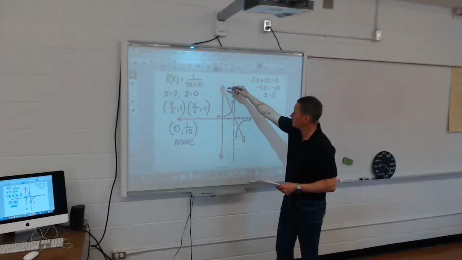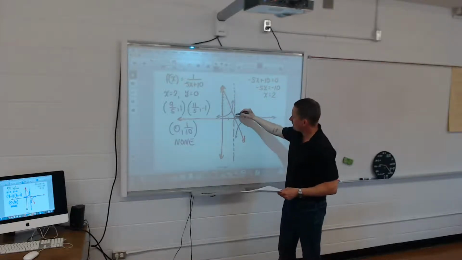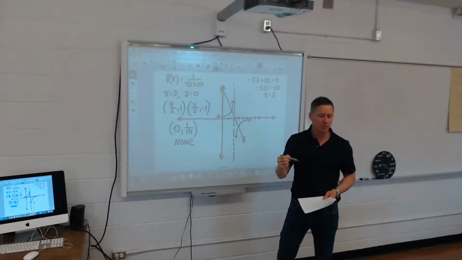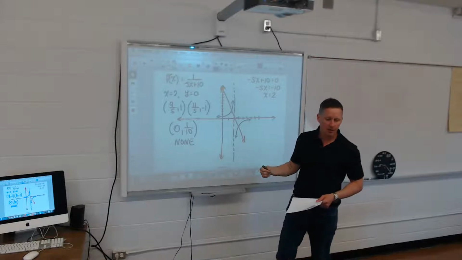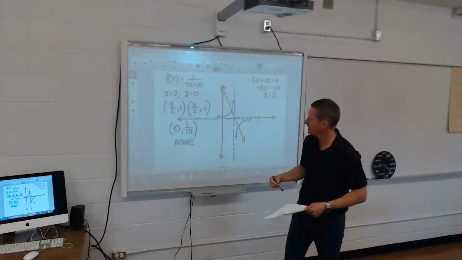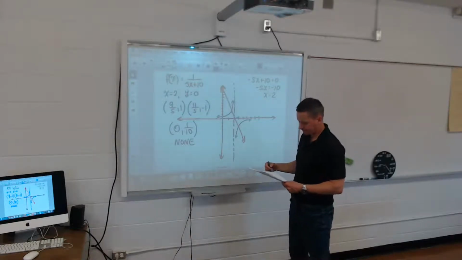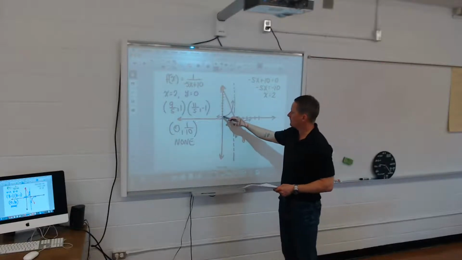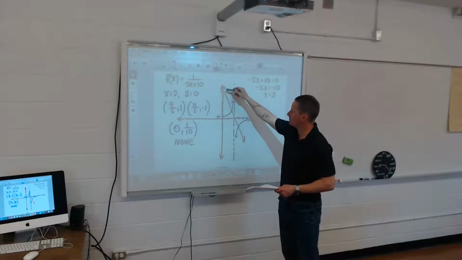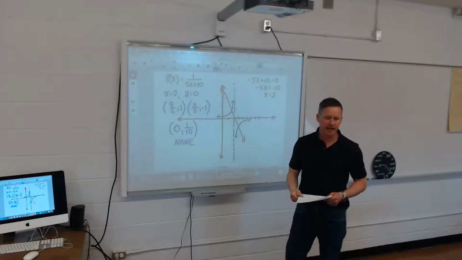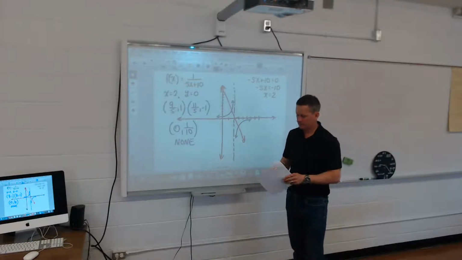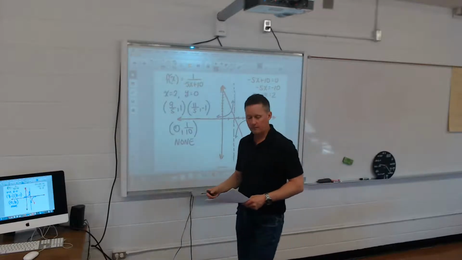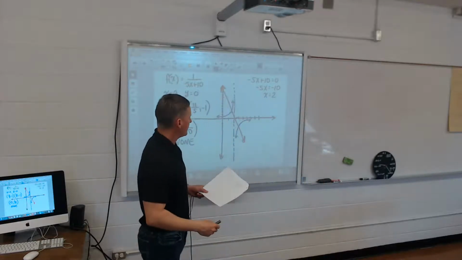Sketch it. So I sketch my original. I mark off where the asymptote is here and where 1 and negative 1 are, because 1 over 1 is still 1. 1 over negative 1 is still negative 1. All right? And the y-intercept crosses here at 0 and 1/10, because this guy crosses at 0 and 10. Okay? Any questions about 7?